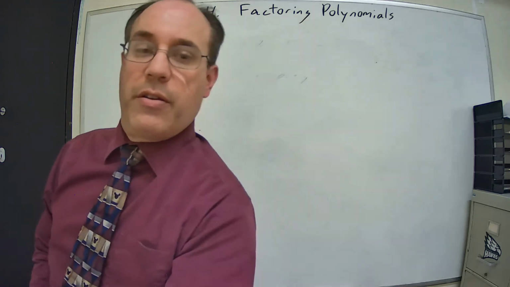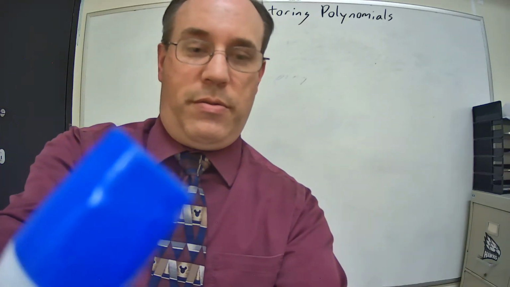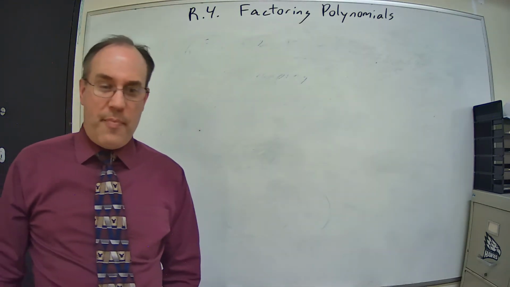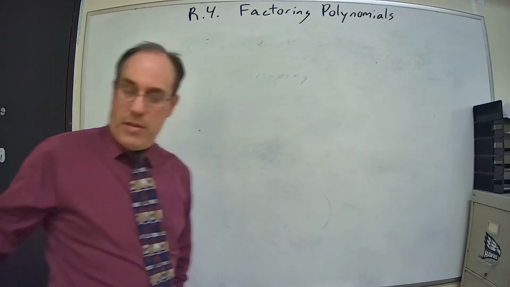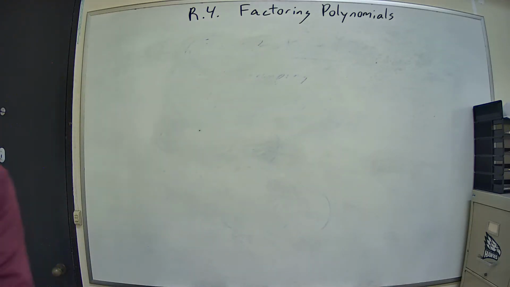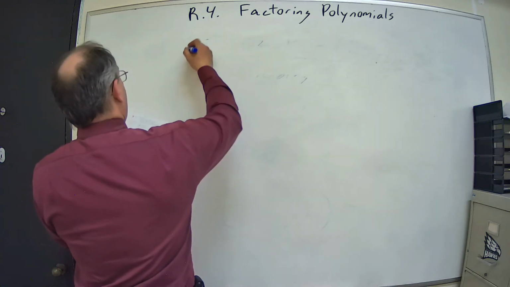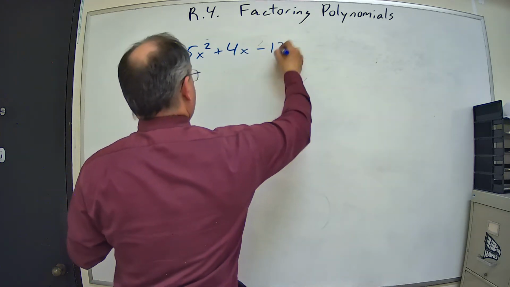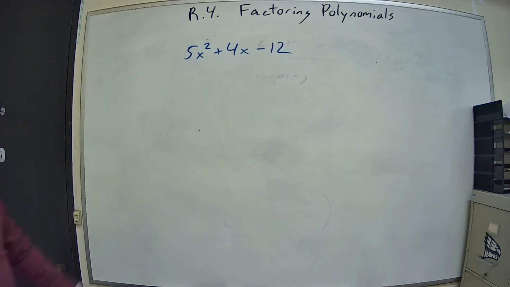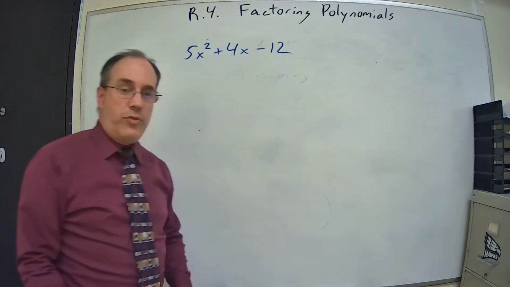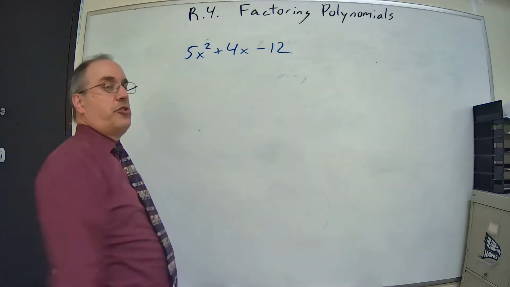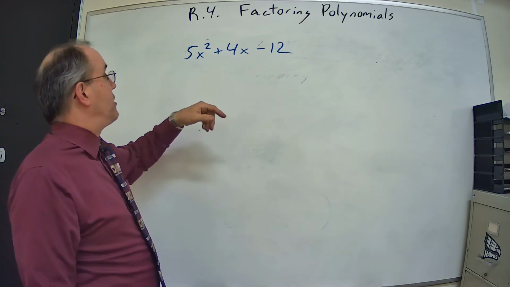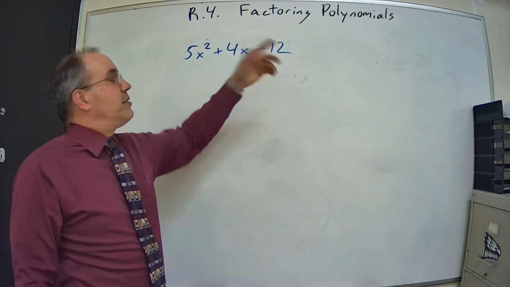Okay, so I'm going to flip over my paper here. Okay, let's look at 5x squared plus 4x minus 12. So 5x squared plus 4x minus 12. Now I look at this and I go, first thing I should do is greatest common factor. 5, 4, 12, nope, nothing that divides nicely into all 3 of those. X squared, x, no.